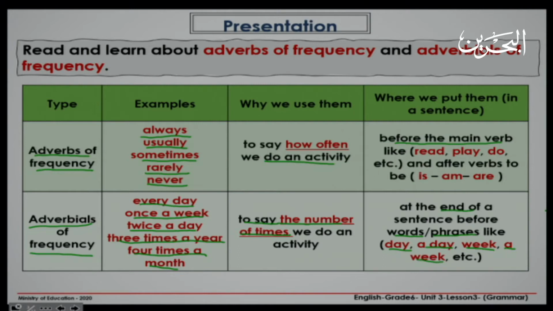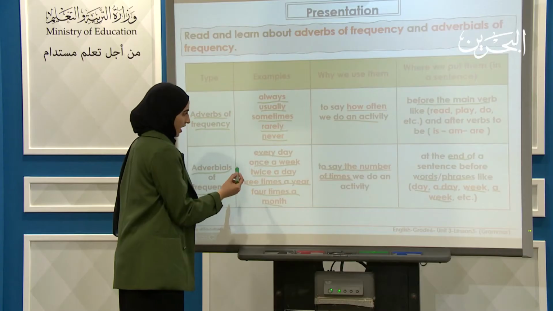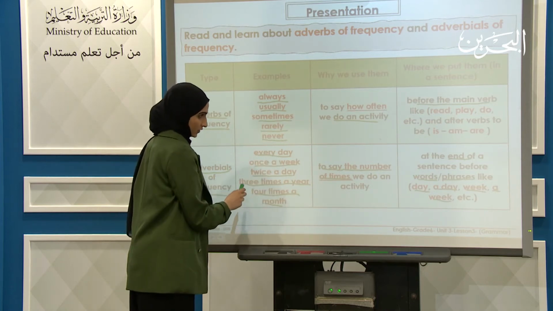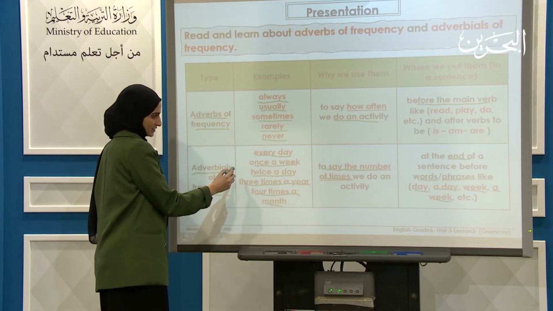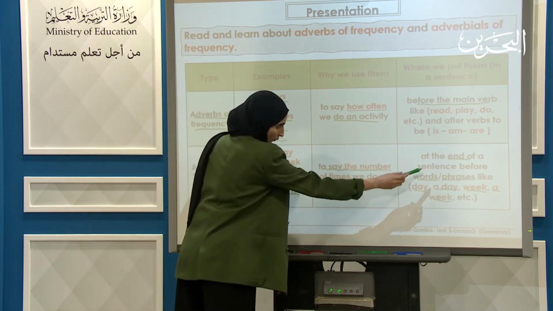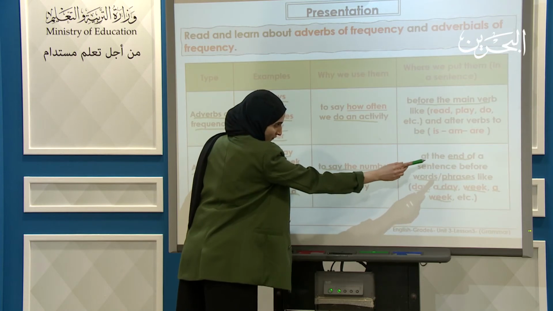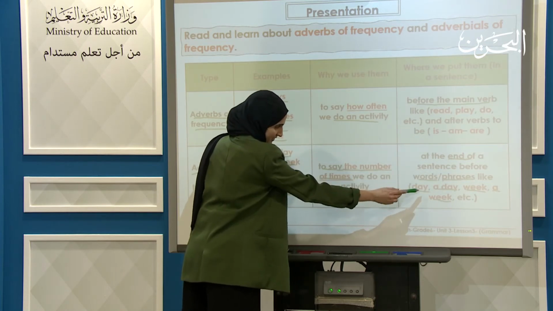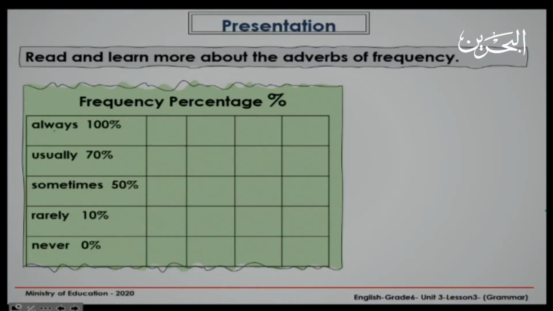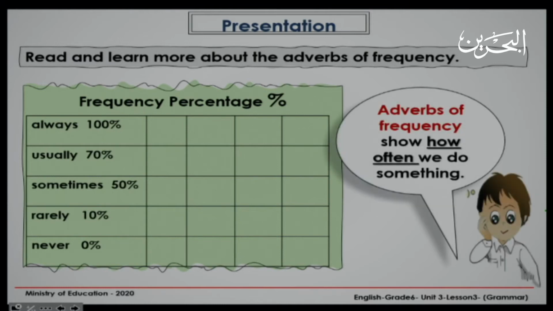We put them at the end of a sentence before words or phrases like day, a day, week, a week. Let's have an example. You can say, I visit my grandma every day. Or you can say, he plays football once a week. So we use it at the end of the sentence before the phrases like day, a day, week, and a week.